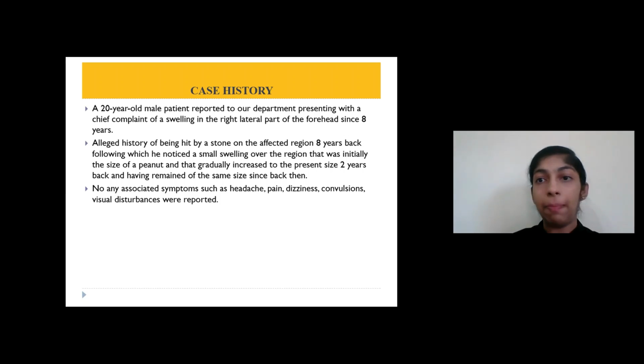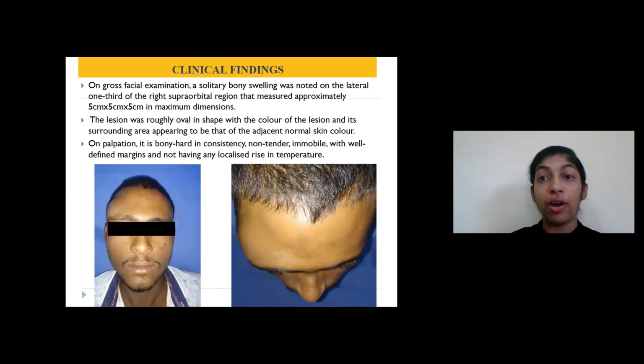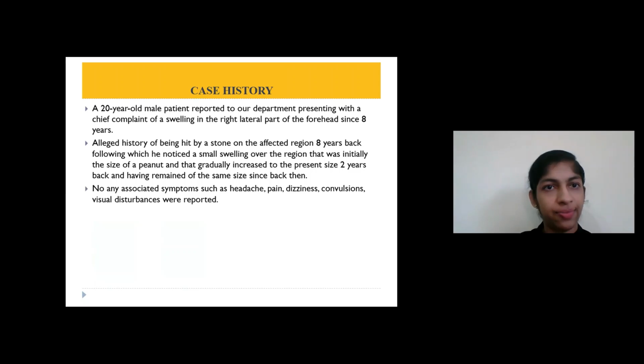A 20-year-old male patient reported to the department with a chief complaint of swelling in the right lateral part of the forehead, as we can see in the image, since 8 years. He gives a history of being hit by a stone on the affected region 8 years back, following which he noticed a small swelling over the region that was initially the size of a peanut and gradually increased to the present size 2 years back, and has remained the same size since then. He has no associated symptoms such as headache, pain, dizziness, convulsions, or visual disturbances.